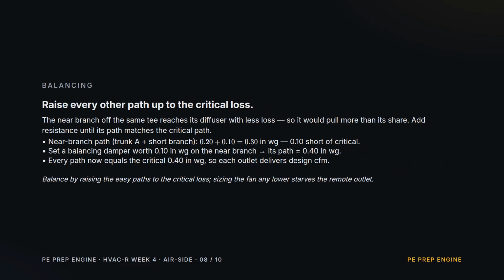Balancing. The near branch reaches its diffuser with less loss, so it would grab more than its share. Its path is only 0.3, so add a balancing damper worth 1/10 of an inch to bring it up to the critical 0.4. Now every path matches, and each outlet delivers its design flow.